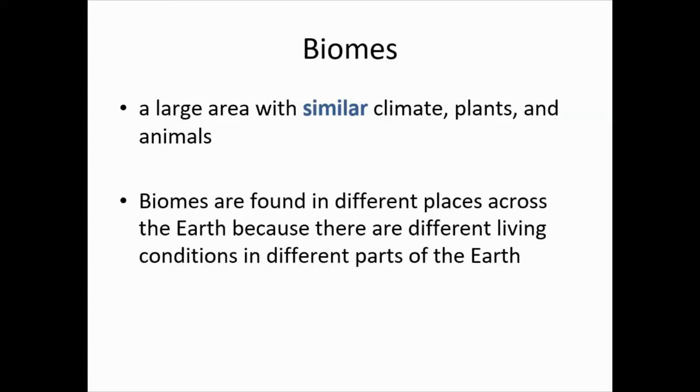All right, so first of all, a biome is a large area with similar climates, plants, and animals. So wherever you have an area of similar climate, for example, the tropical climate, where you have similar plants and animals, that's what we call biomes. Biomes are found in different places across the earth because there are different living conditions in different parts of the earth. So today we're going to explore what an ecosystem is.